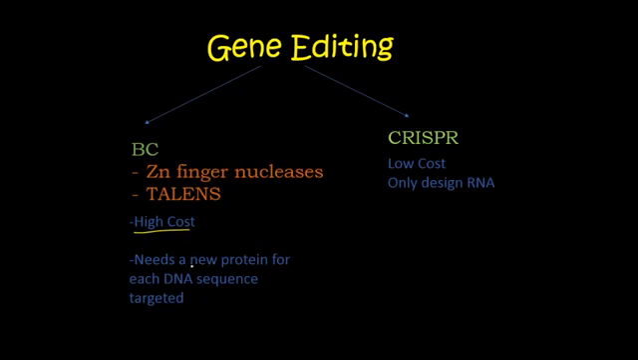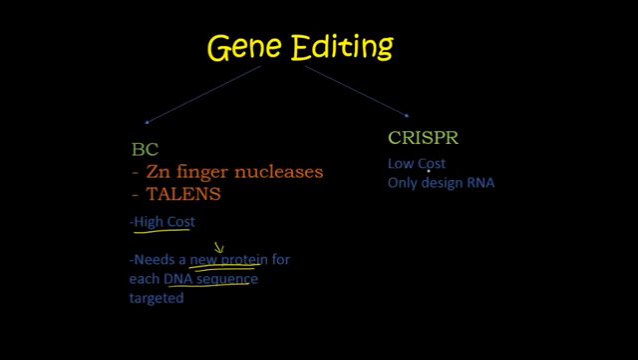Also, they needed a new protein for each experiment. For each DNA sequence that had to be targeted, they had to prepare a new protein, and producing a new protein is very labor intensive and very difficult. So that did not gain much wide recognition, and people could not accept or use that in their labs.